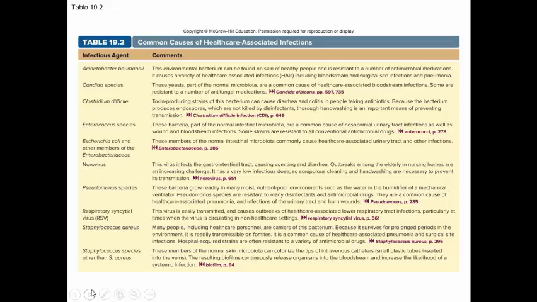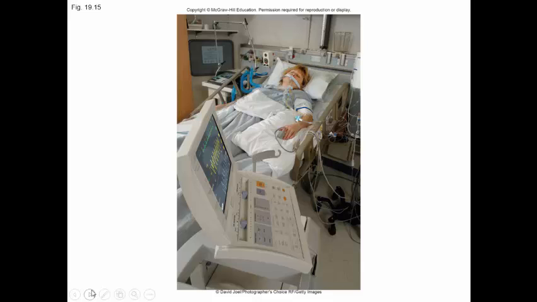What are some of the other reservoirs? Well, that can be other patients, the hospital environment, healthcare workers, and the patient's own normal microbiota. Transmission in hospitals can happen from a lot of different means: medical devices, healthcare personnel, or it can be airborne.